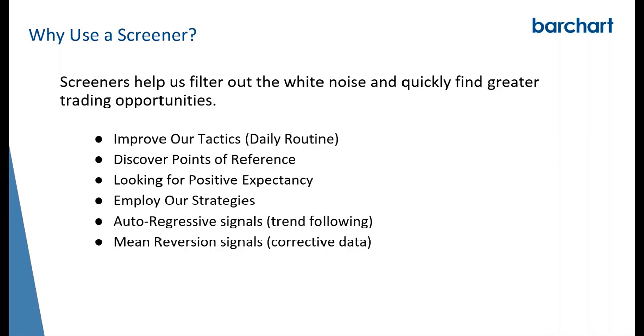But we can also look at other signals that are called mean reversion, or data corrective. In other words, these ones might tell us that our trend has been extended or is exhausted, and that price could come back, or have a reversion back to what we call the mean. A lot of the strategies that we're going to employ, points of reference, positive expectancies, and these strategies could serve multiple purposes for us.